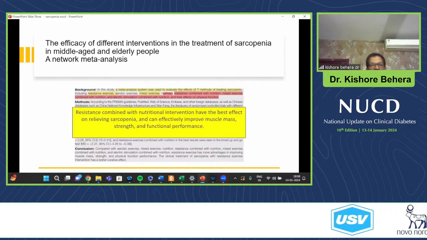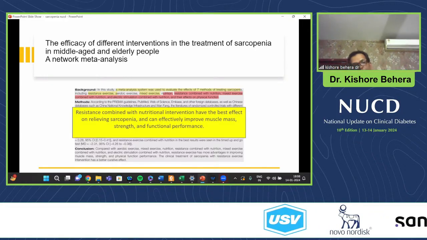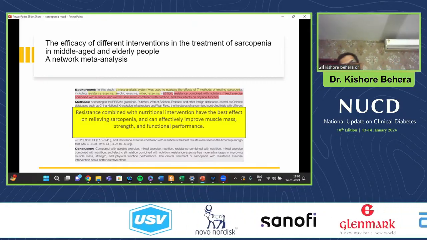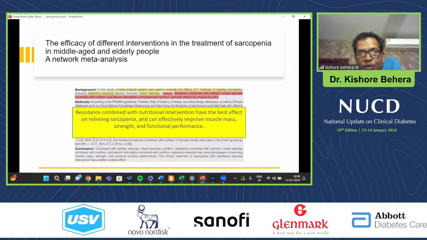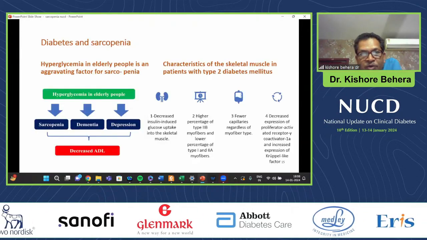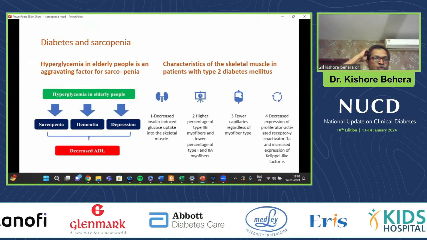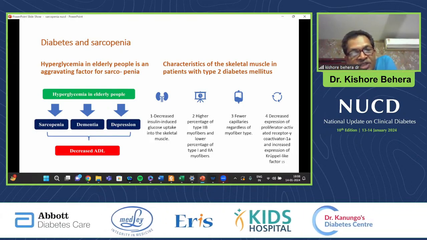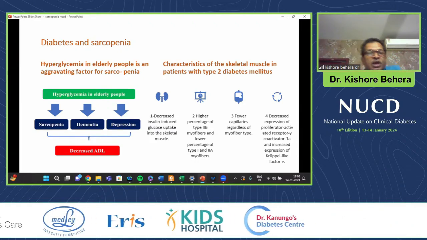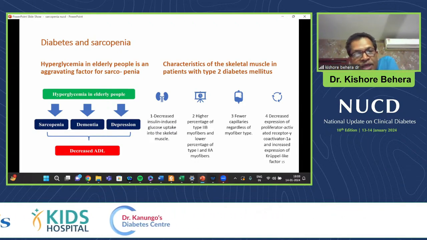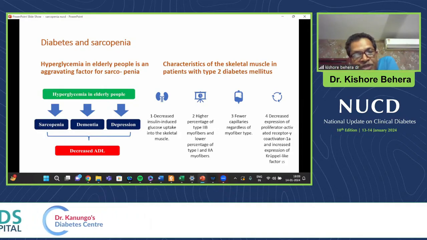So in one line, resistance combined with nutritional intervention has the best effect on relieving sarcopenia and can effectively improve muscle mass, strength, and functional performance. Now coming to the one or two slides about diabetes and sarcopenia, which is bidirectional. Hyperglycemia in the elderly, we consider those 65 and above or 60 and above, leads to sarcopenia, dementia, and depression, and that leads to decreased ADL.